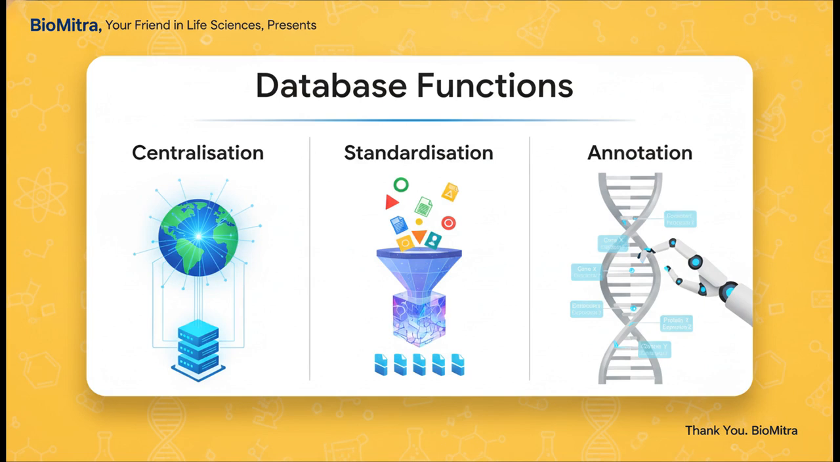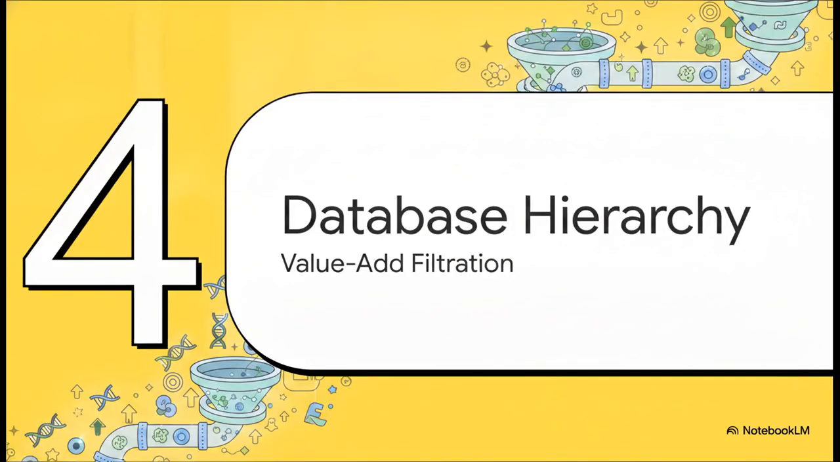Honestly, this is arguably the most important one. Think of annotation like sticking highly detailed Post-it notes full of vital biological context onto the raw code. It ensures a random string of A, T, G, and C actually means something functional to a researcher. All right, on to Section 4, the database hierarchy.